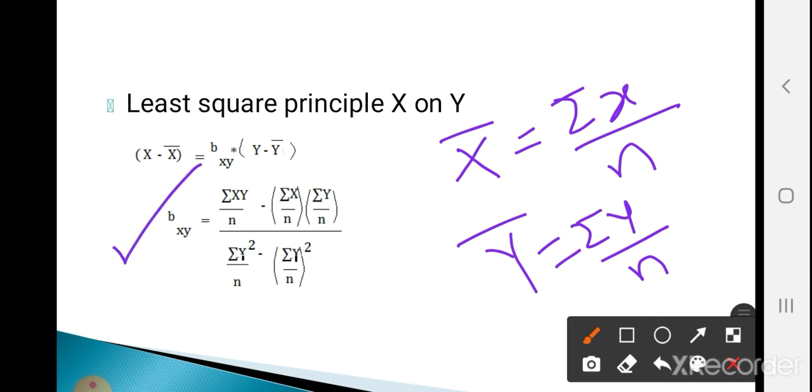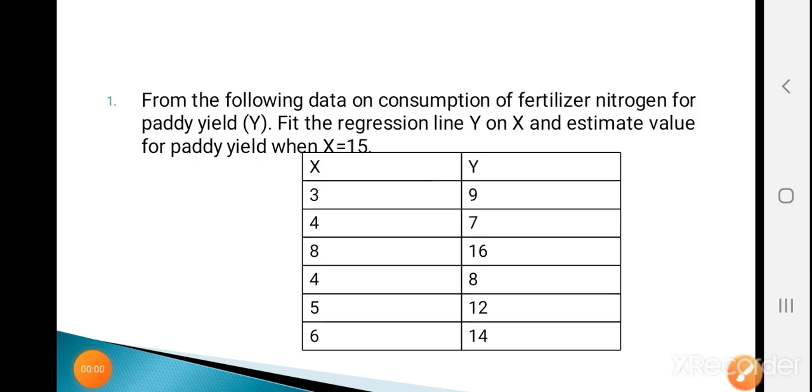The formula for finding bxy is summation xy upon n minus summation x upon n into summation y upon n, whole divided by summation y square upon n minus summation y upon n bracket square, where small n is the number of observations. Let's see one example.